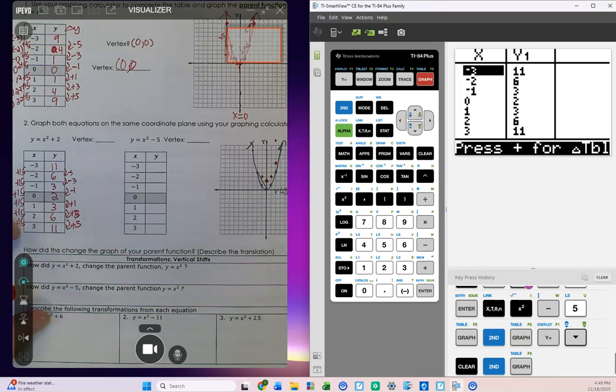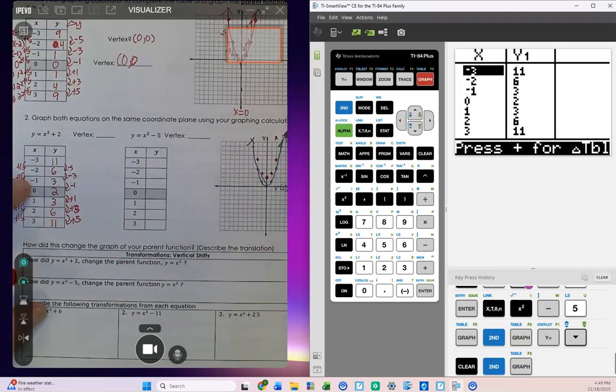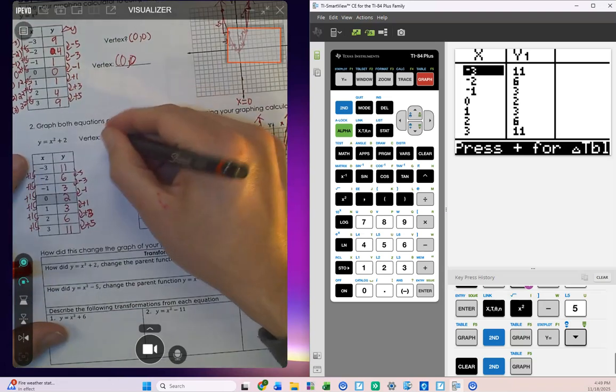Be like up there. Okay, left 2, up 6. And again, it did negative 2 squared, which is 4. Oh, wait. This one would go over there. My fault. And then we got one up here. Okay, so the vertex is 0, 2.